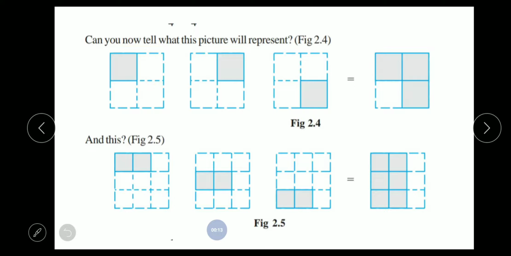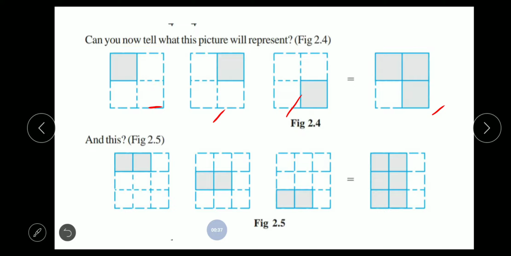See the picture. Can you tell what this picture will represent? Each picture here, the first picture shows 1 by 4, the second shows 1 by 4, and the third also shows 1 by 4. So 3 times 1 by 4. What does 3 times 1 by 4 show here? Here this is 3 by 4.